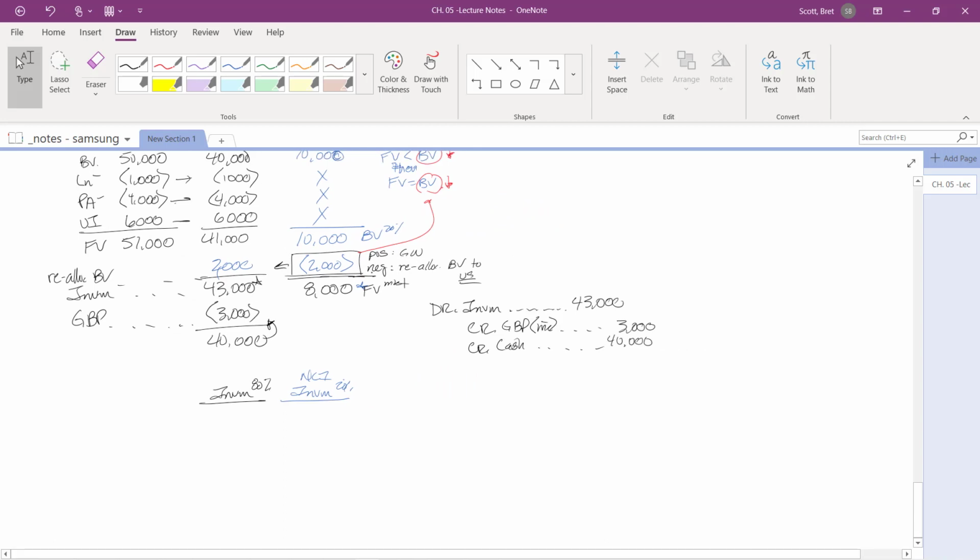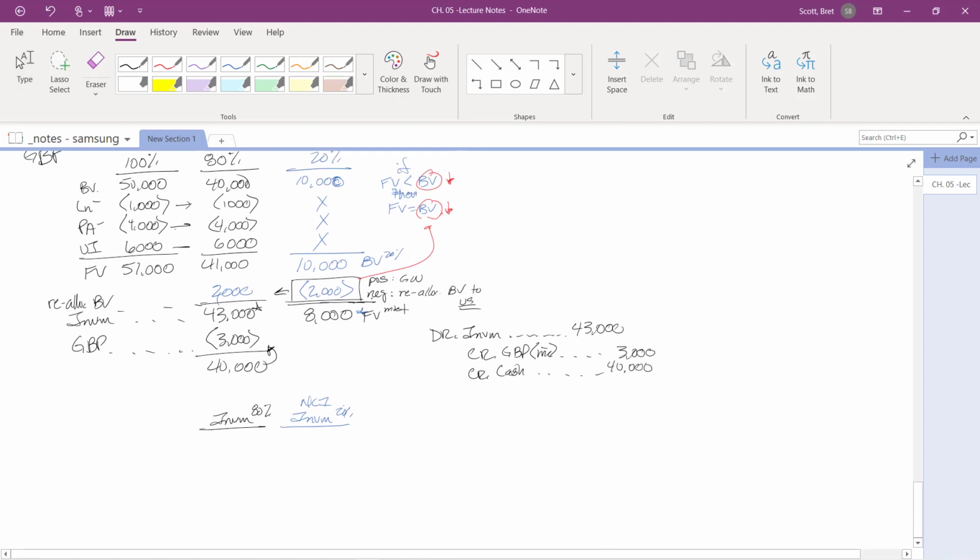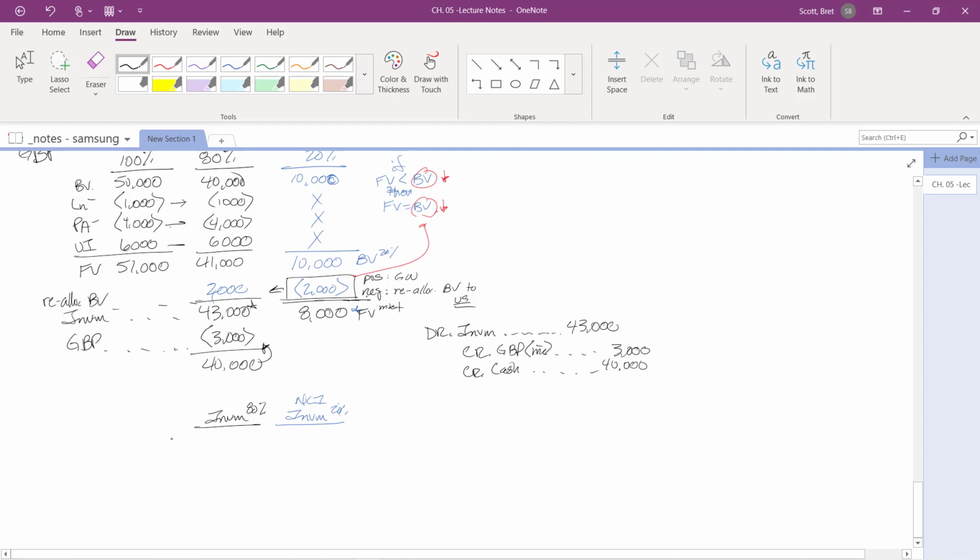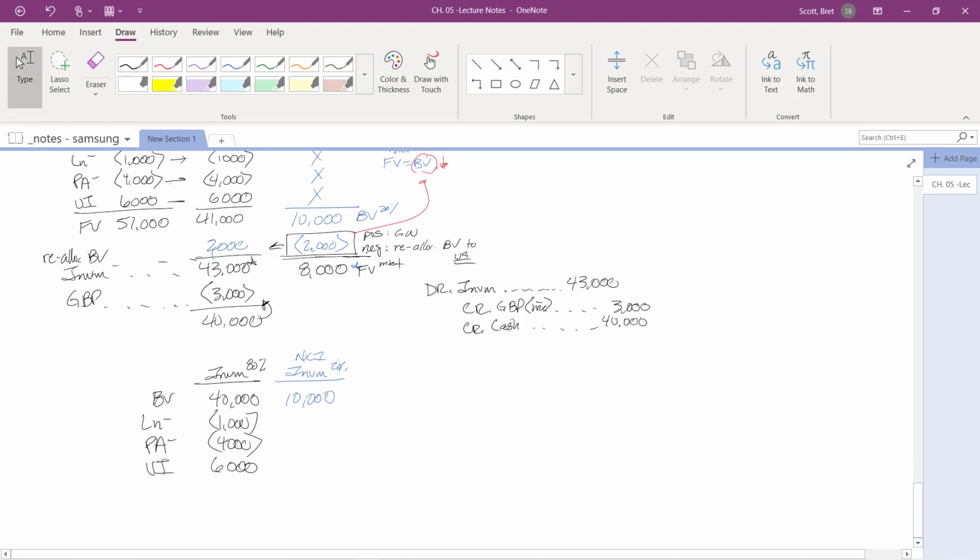That's fine. But honestly, I think in this situation, we need to kind of break things down. So the initial book value up above was 40 million. And we did this 10 allocation, right? Then we went through and said, we're going to take the full land adjustment, 1,000. The full PA adjustment, 4,000, 4 million. And then the third one, 6 million. And there's no goodwill in this case.